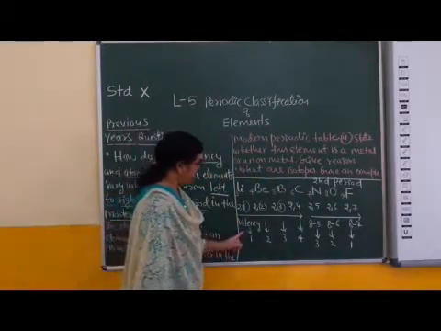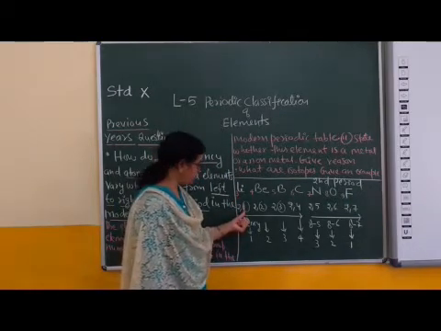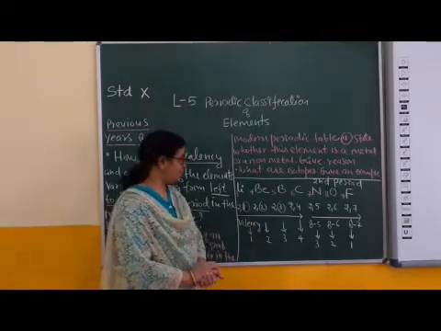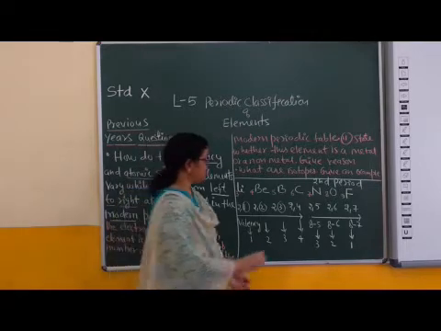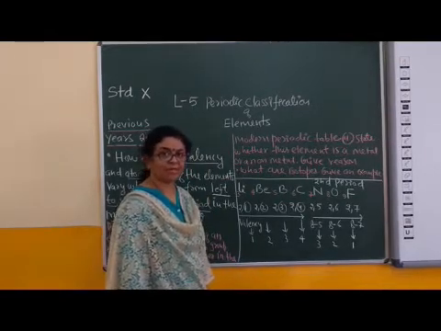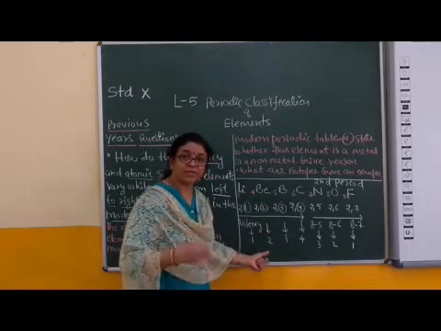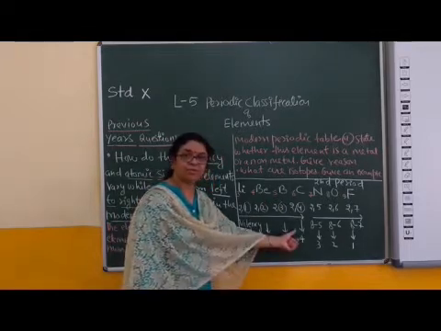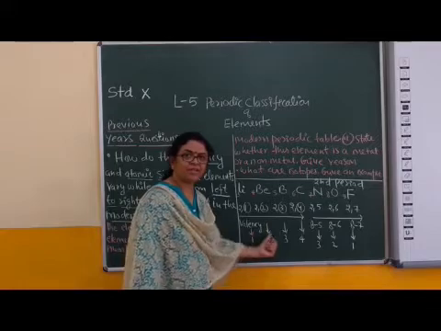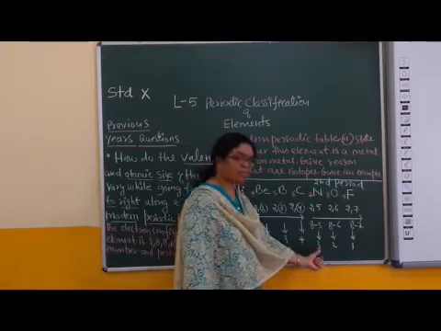Now, what is the valency of lithium? 1. Here 1 valence electron is present. The valency of beryllium is 2; 2 valence electrons are present. Boron 3. Carbon 4. What is the trend? What is the order of valency across a period? Increasing, from 1 to 4. Valency across the period first increases from 1 to 4, then decreases. After 4, what is the trend?